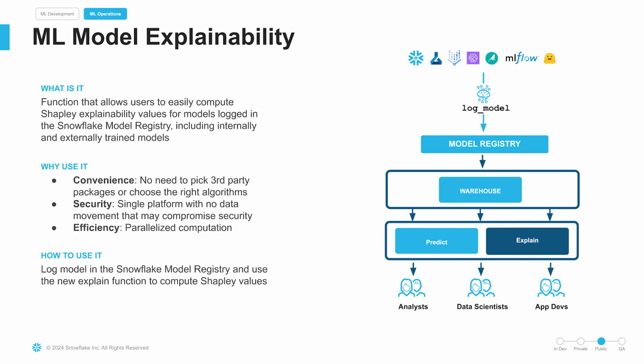These Shapley values, however, can be cumbersome to compute. They usually rely on third-party libraries, and they need access to your data, plus they can be computationally expensive. With Snowflake's model explainability, you get access to these values conveniently and efficiently without leaving Snowflake's secure environment. To use model explainability, you simply log a model in the model registry, and for supported model types, you can just call the new explain function to compute these Shapley values. You can check out our documentation and see some examples of this.